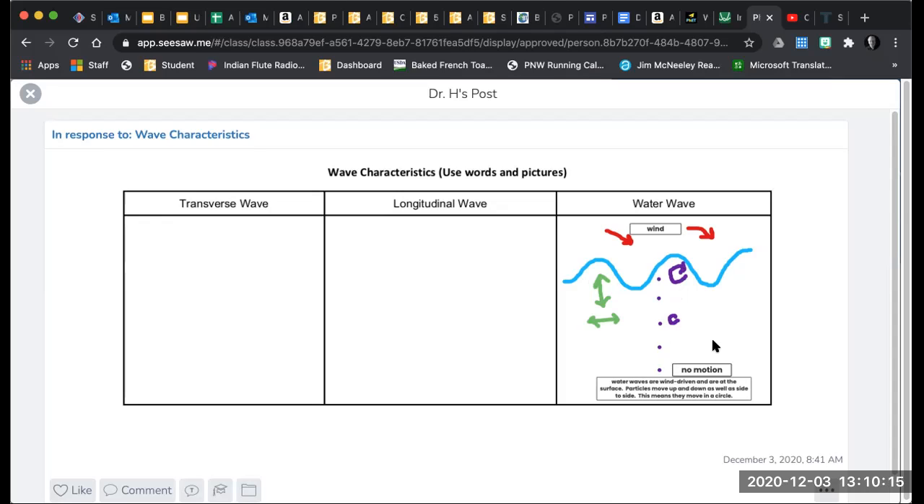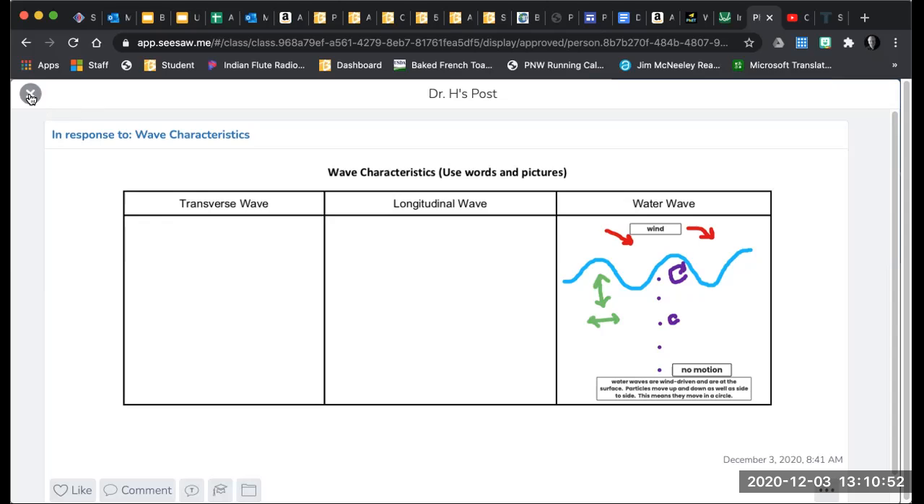We all know that large water bodies, even smaller water bodies, have currents. And so this doesn't have anything to do with currents or tides. We'll talk later about tides, but this is strictly wind-driven waves. So down at the bottom, because I said words and pictures, I drew a picture, I mentioned some words, and then I said water waves are wind-driven and are at the surface. The particles move up and down as well as side to side. This means that the particles are moving in a circle, okay?